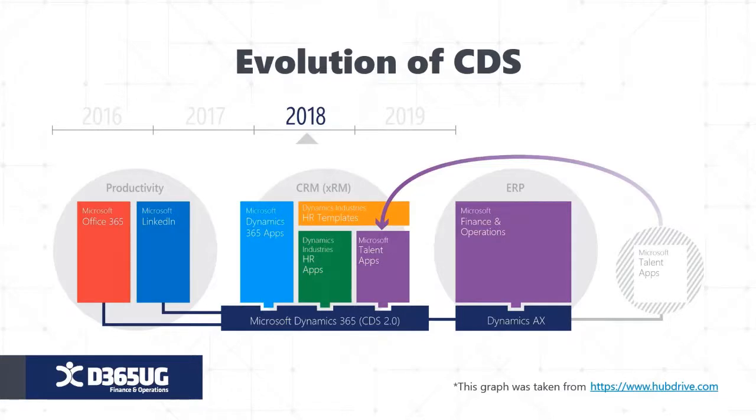And as you can see, the Microsoft Talent app migrated back to the Dynamics 365 platform, and that enabled direct integration of talent data with the rest of Dynamics 365 apps, including this small green app on the slide. So, oversimplifying things, the CRM database has become the Common Data Model, and the XRM framework has become CDS for apps, the new business platform.